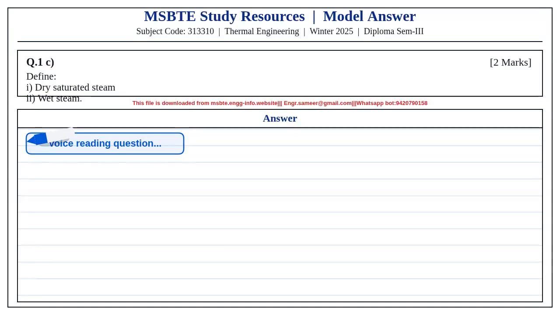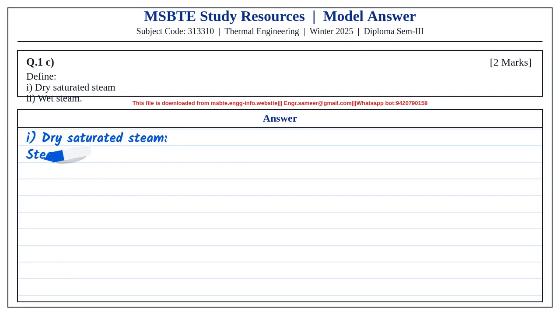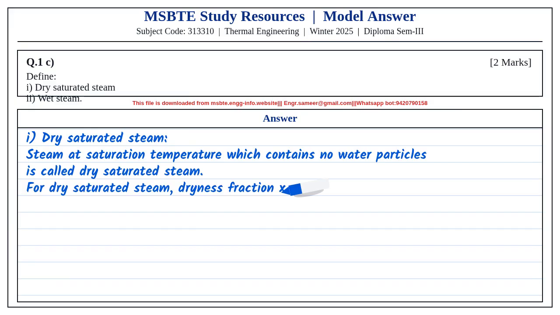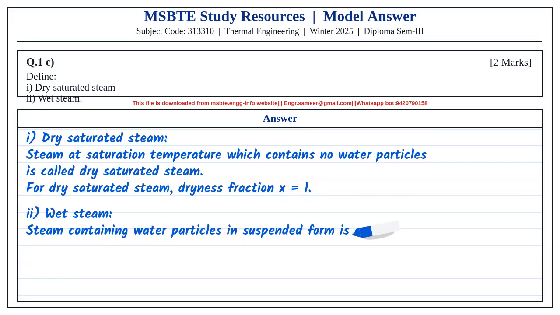Question 1c. Define dry saturated steam and wet steam. Dry saturated steam is steam at saturation temperature which contains no water particles. For dry saturated steam, dryness fraction X is equal to 1. Wet steam is steam containing water particles in suspended form. For wet steam, dryness fraction X is less than 1.